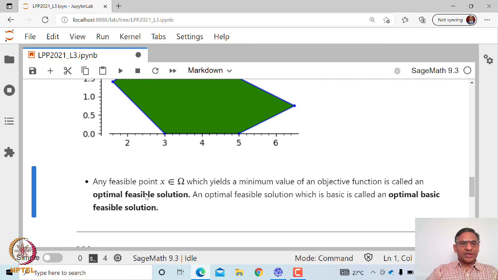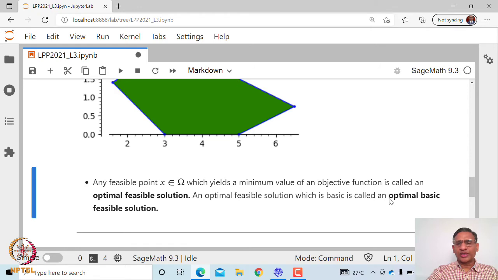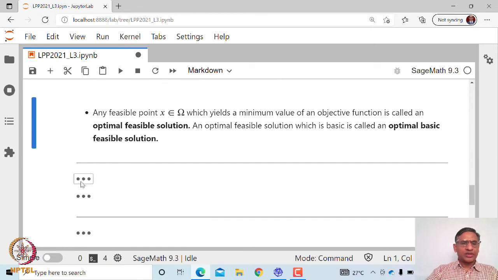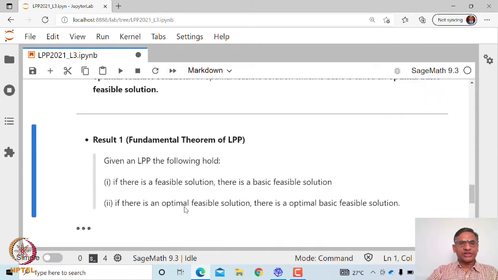Now let us look at this: if we have any feasible solution x which yields the minimum value of the objective function, then we call that solution an optimal feasible solution. And in case you have an optimal feasible solution which is also basic, then we call that an optimal basic feasible solution. So solving a linear programming problem is all about finding optimal basic feasible solutions. Now let us look at a couple of results.